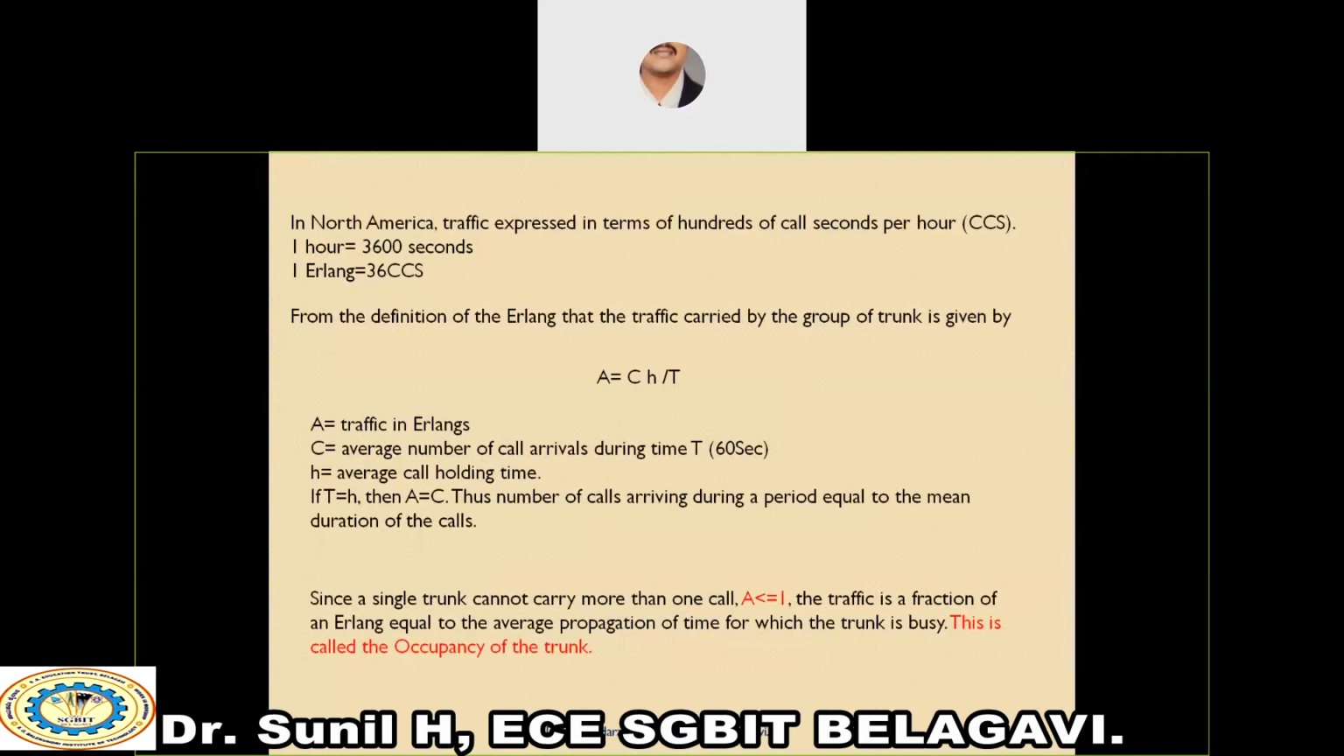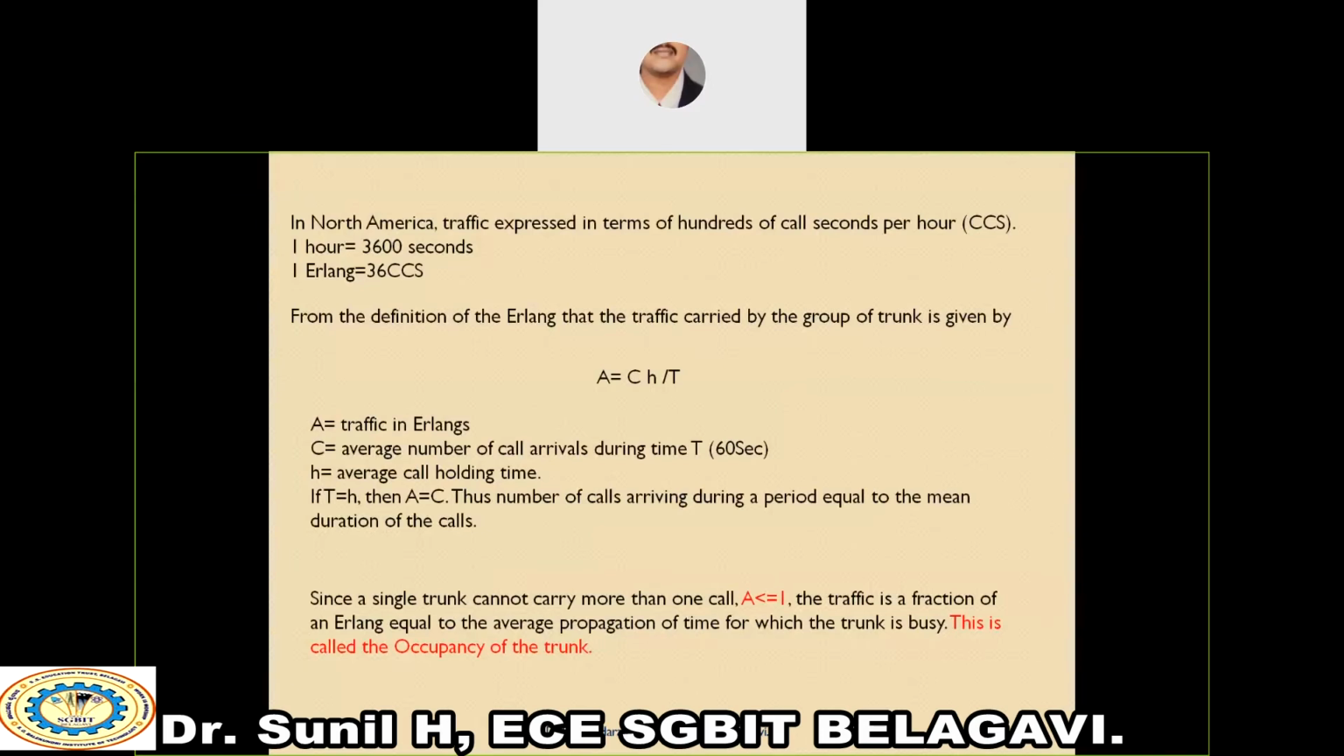Since a single trunk cannot carry more than one call, as I said, one trunk is equal to what? One call. It cannot carry more than one call. Based on that definition, that assumption, and the truth, what happens? The value of A is always less than or equal to 1.